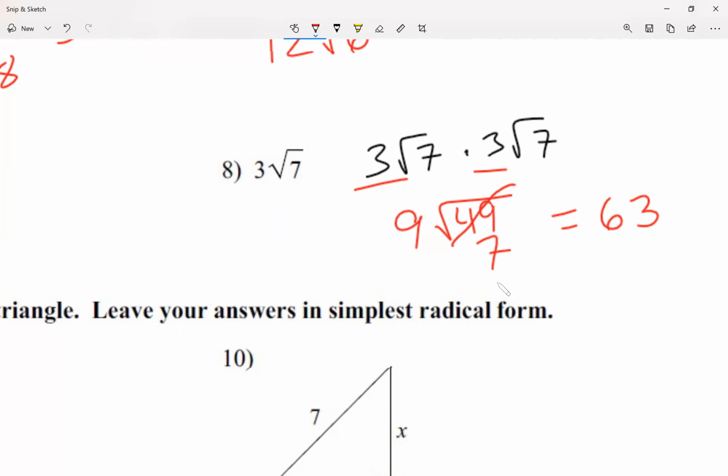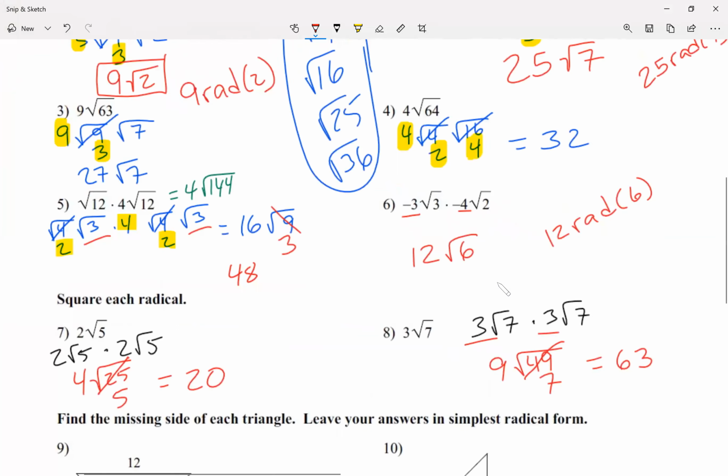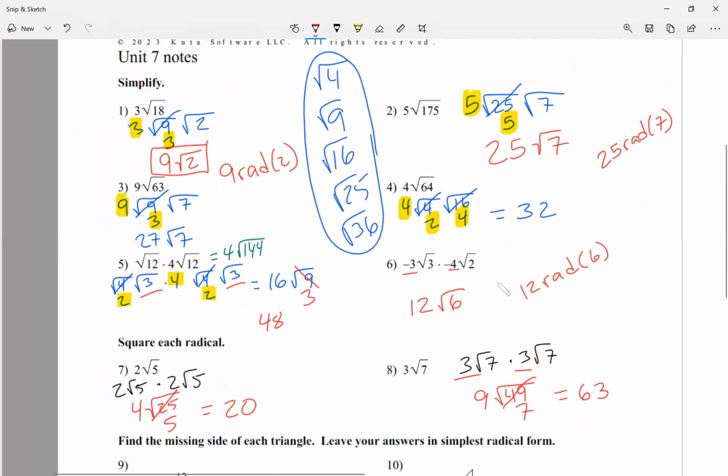Interesting part is when you've squared radicals, in this case, you're not going to have radicals in your answer. You're going to have a whole number. Okay, cool. Let's leave it at that. That's what we did today.